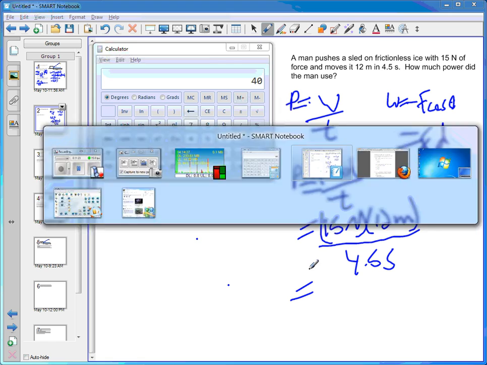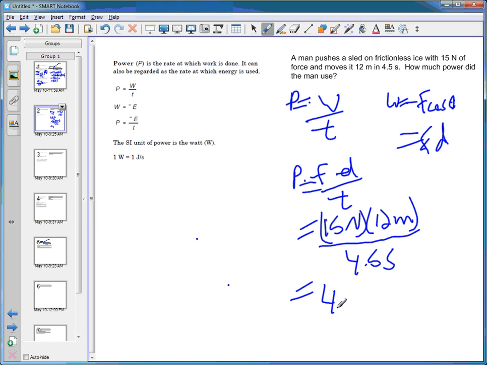And this is 15, 12, 4.5, two significant figures in each, so it's 40 rounded to two significant figures. And that would be Newton meters per second. A Newton meter per second is a joule per second is a watt. So 40 watts. That's how much power he uses. That's our answer.